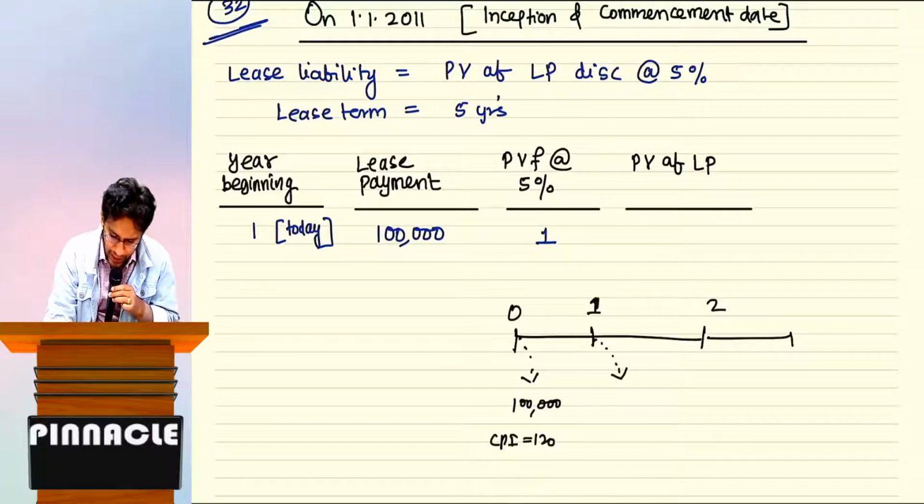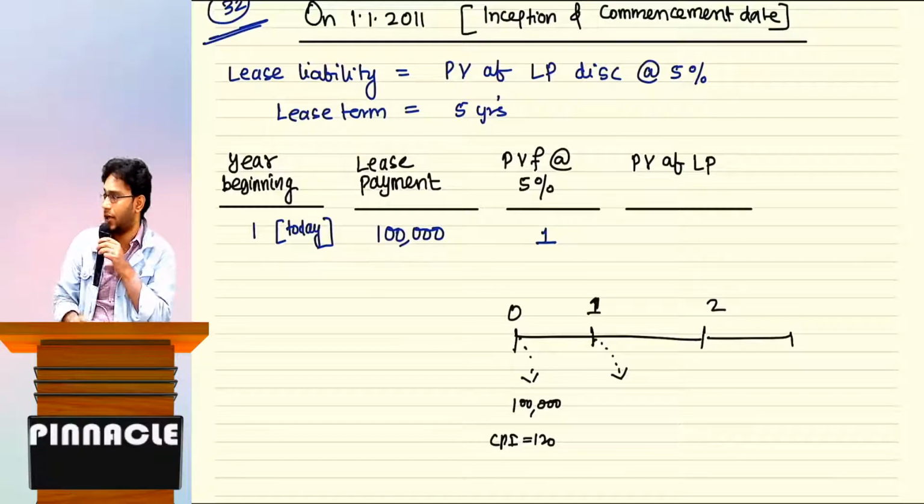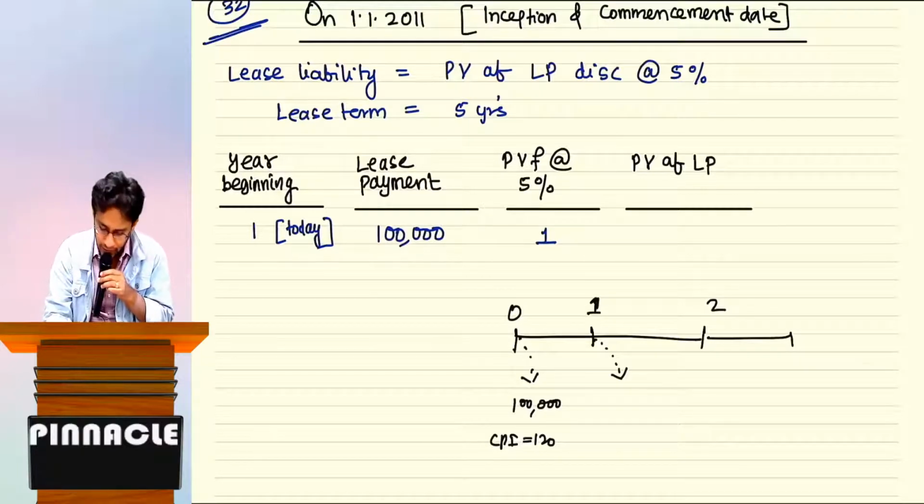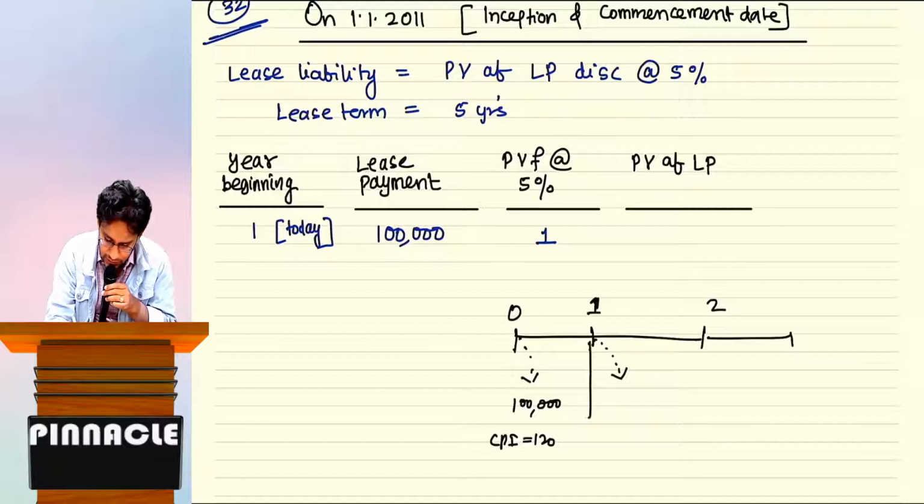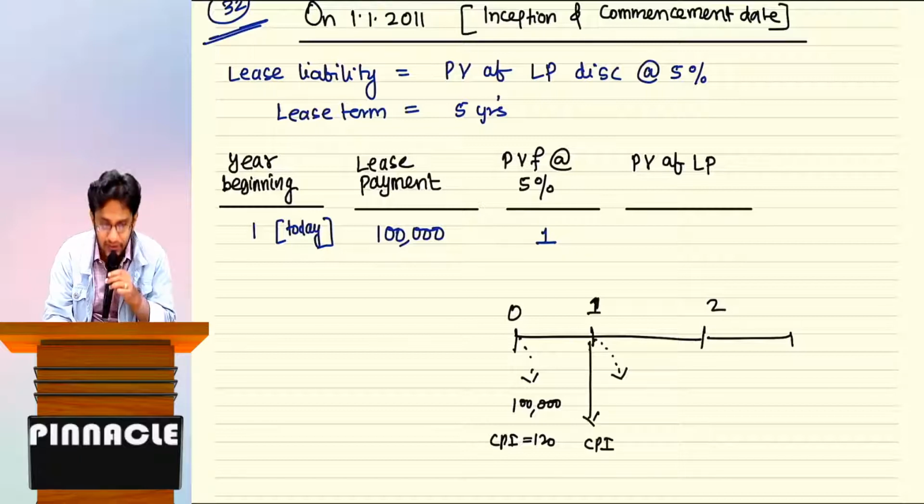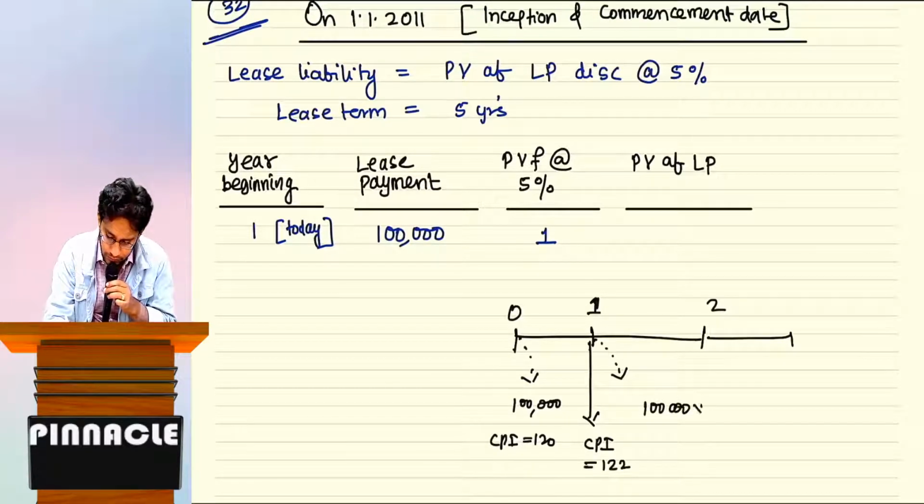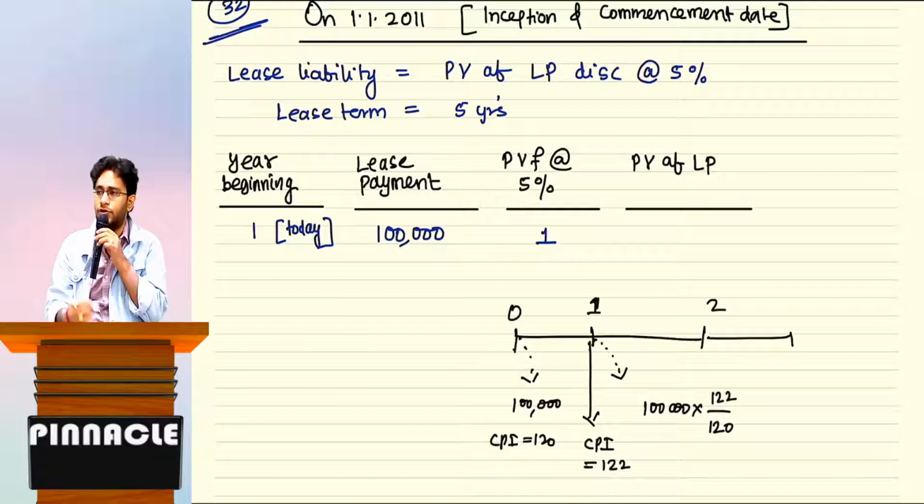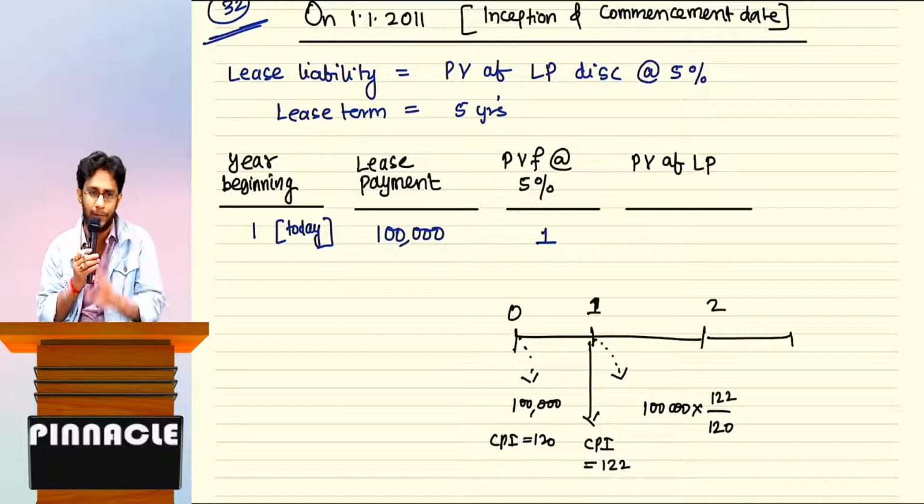Here, under second year beginning, how much lease rent you pay depends on what the CPA is on this date. Suppose CPA on this date is 122. Then what you would have done is, if 1 lakh was decided when CPA was 120, and now it is 122, how much should the lease rent be? Like that you have to pay.